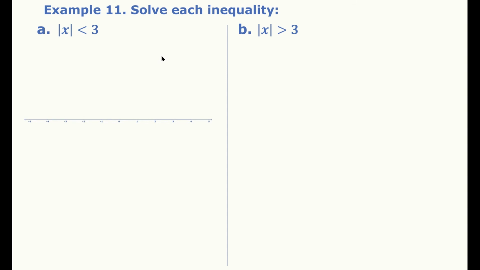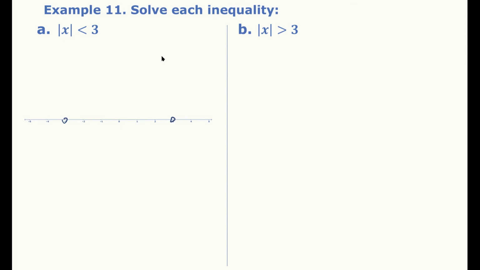So the first thing we do is we locate what numbers have a distance of exactly 3 from 0, and that would be 3 and negative 3. So if we just go ahead and mark that, we have these two locations, which are exactly, notice, 1, 2, 3 units to the right and 1, 2, 3 units to the left of 0.